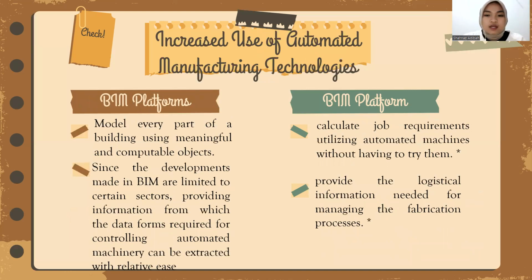And the fifth benefit is increased use of automated manufacturing technologies. BIM platforms model every part of a building using meaningful and computable objects. Since the developments made in BIM are limited to certain sectors, providing information from which the data forms required for controlling automated machinery can be extracted with relative ease. BIM platforms calculate job requirements utilizing automated machines without having to try them. And then BIM also provides the logistical information needed for managing the fabrication processes.